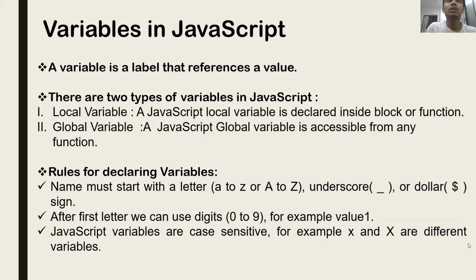Next is variables in JavaScript. First of all, a variable is a label that references a value. In simple terms, it is like a container which stores data. There are two types of variables in JavaScript.